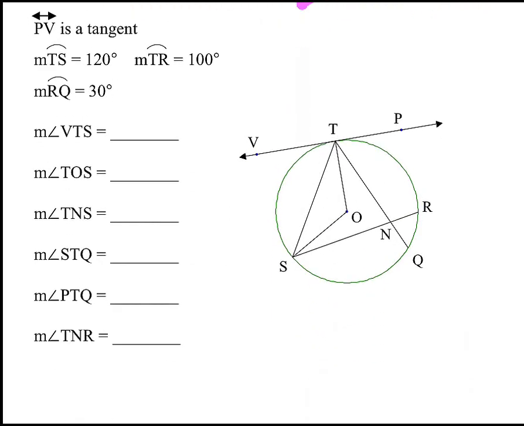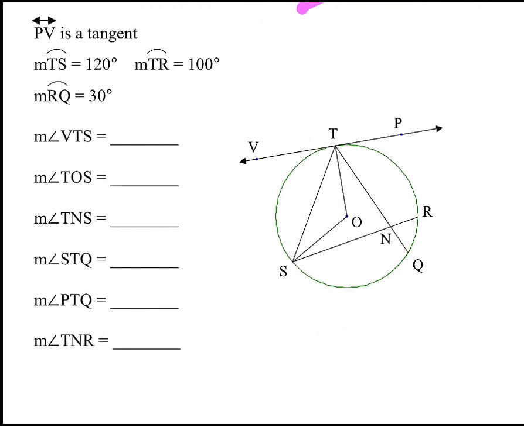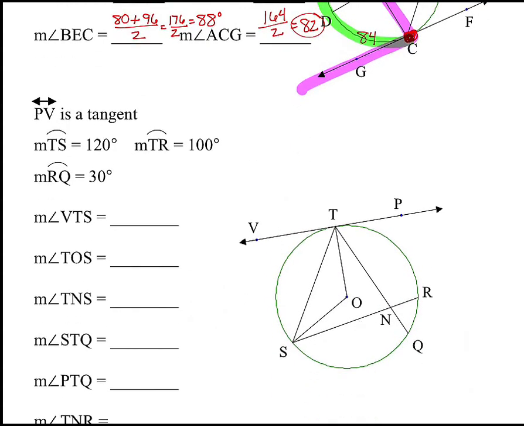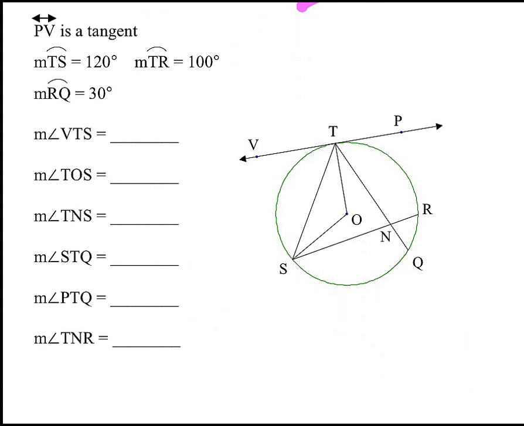So we have that arc TS is 120, and arc TR is 100, and arc RQ is 30, and we have that PV is a tangent, which means point T is a point of tangency. So here we go. Let's find them in order.